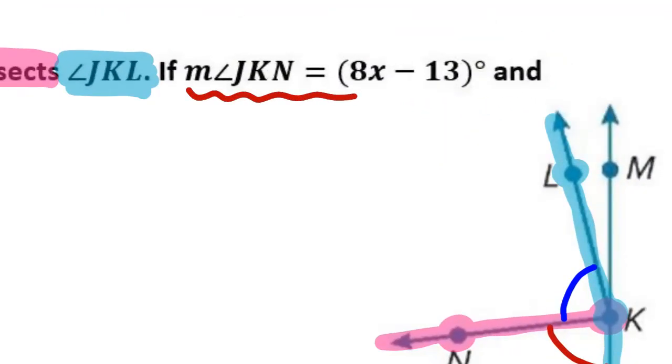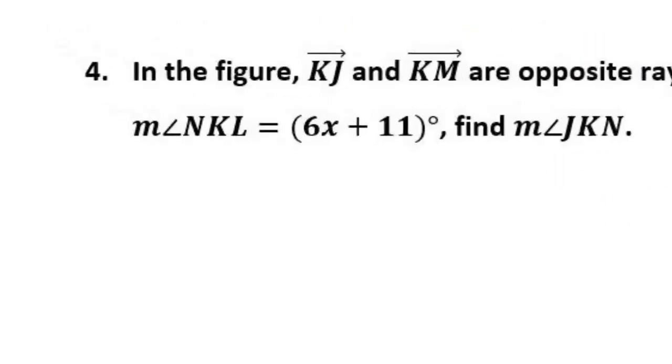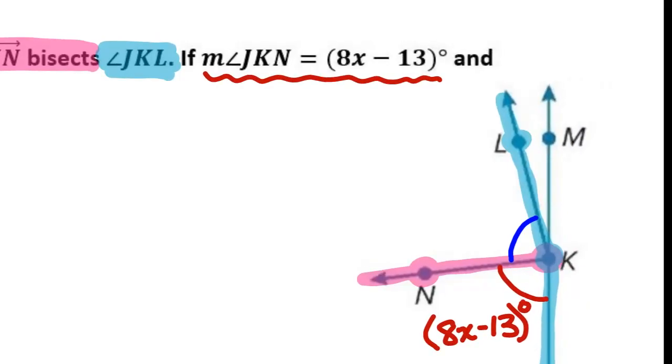It tells me that the measurement of angle JKN is 8x minus 13. So right down here, 8x minus 13 degrees. I'm going to add that to my picture, JKN. And then angle NKL is 6x plus 11. N over to K and up to L. So here's this angle, 6x plus 11 degrees.